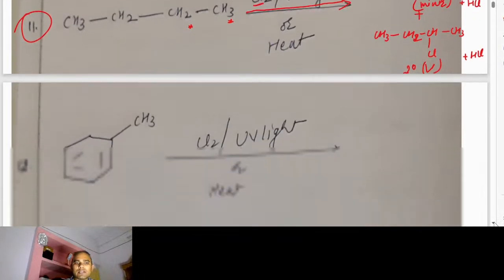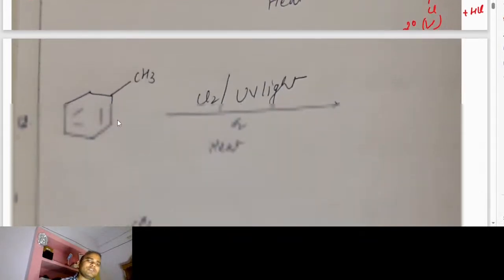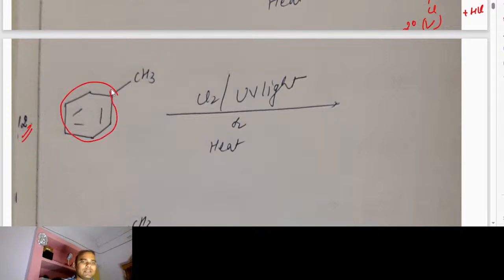Now move on to the next problem, student. If you are seeing question number 12, here you see this is the ring. Here it gives the addition reaction, but here UV light is there now, so it cannot give the addition reaction. UV light means free radical substitution reaction. So what product are we expecting here, friend? The product will be benzyl chloride, CH2Cl.